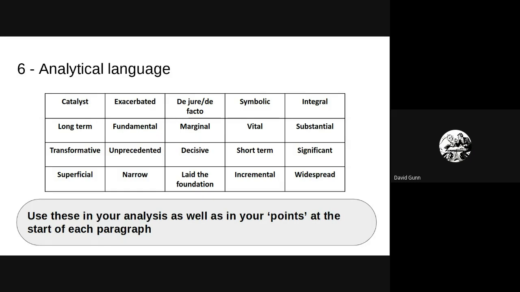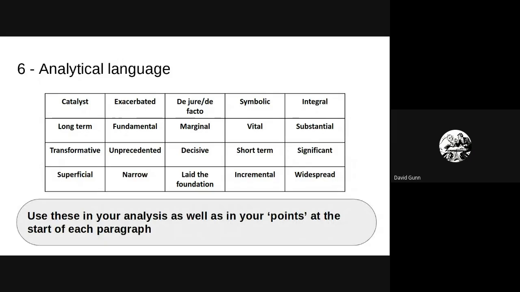And even at the start of your paragraph, instead of saying "one factor which caused political instability was money," you could say "money was a key cause of political instability as it exacerbated the existing divisions between the monarch and parliament." That's much, much better, isn't it? Something like that can really bump up your grade and make your essay stand out to the examiner.